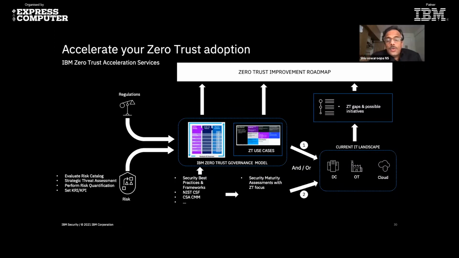You can also see on the right hand side that it is not limited to IT or OT. We will extend it to all your environments. It could be cloud, because you're migrating to cloud. If you have an OT environment, even that can be considered in scope, and DC is nothing but your traditional data center. All of these environments are taken into account and assessed for zero trust gaps and possible issues. From a best practices point of view, we will benchmark against the use cases, and then come out with a comprehensive zero trust improvement roadmap, which can be leveraged to move forward rapidly on your zero trust journey.